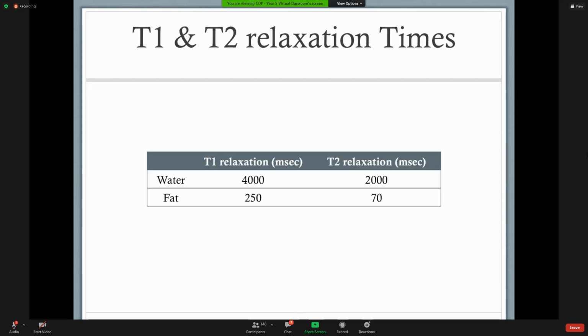The relaxation times have been studied. So now we know, for example, that water has a T1 relaxation: from the fully excited status until it picks up 2/3, or 67%, of its signal, it takes about 4,000 milliseconds, or 4 seconds. T2 relaxation for water is shorter, at 2,000 milliseconds. Fat has a relatively short T1 relaxation and a short T2 relaxation.